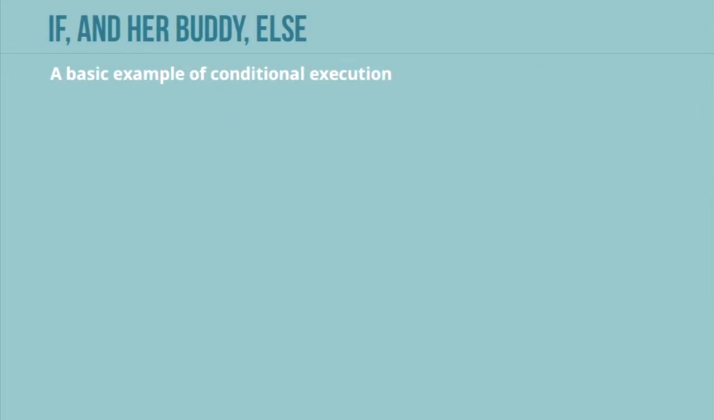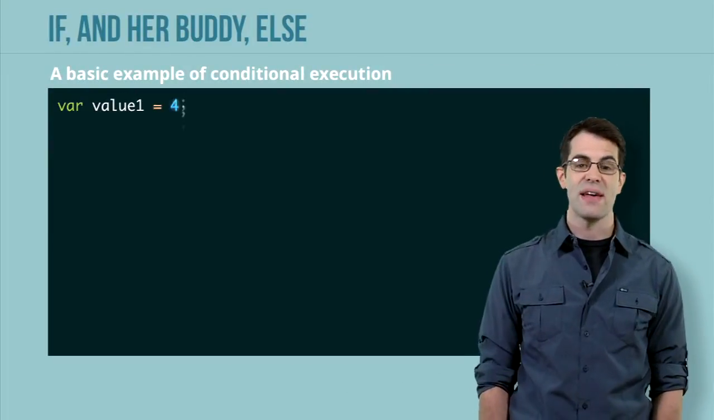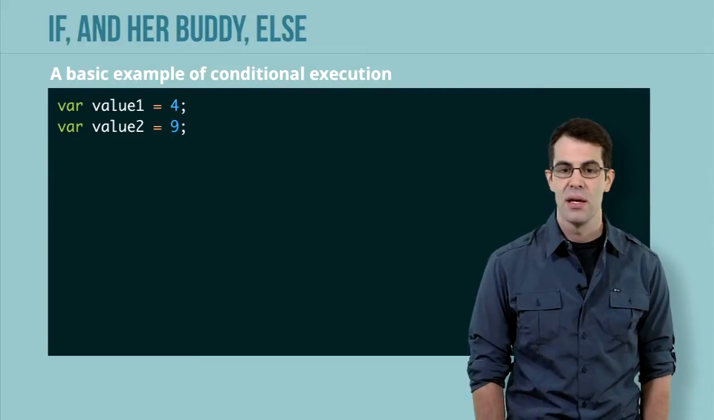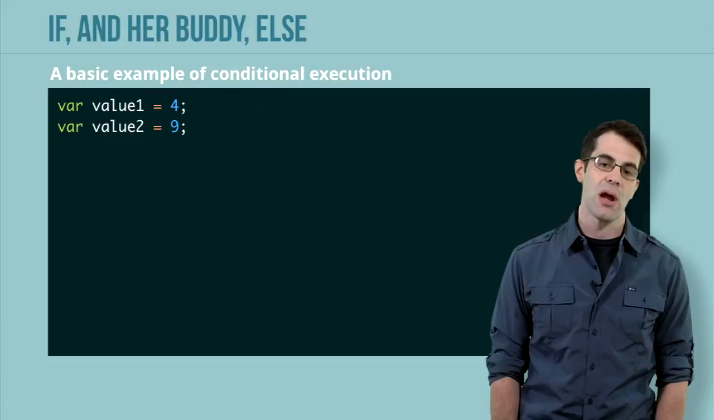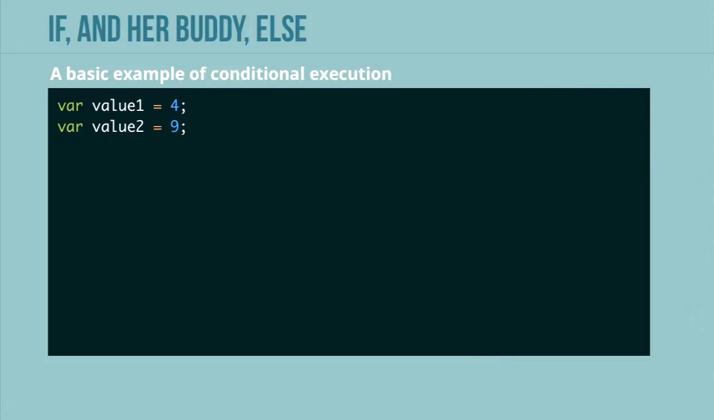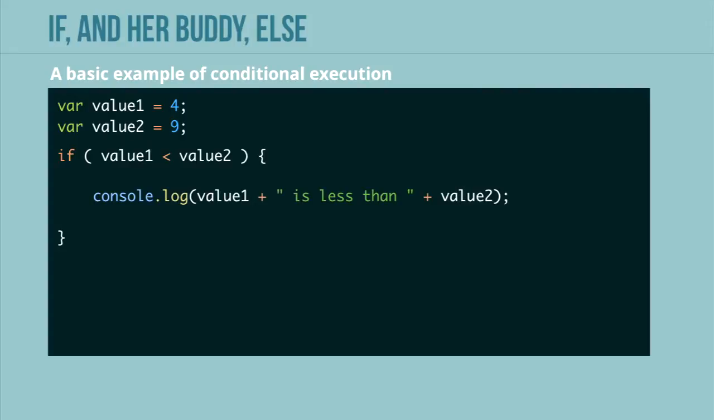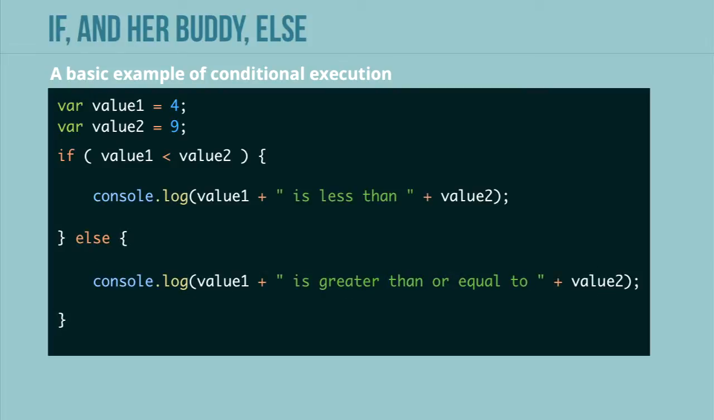Here's a basic example of conditional execution. Say we had 2 values, value 1 and value 2, and we've set them to 4 and 9. Let's use some conditional statements to compare and print out whether one is greater than the other. Here we can see that if we do a comparison of if the value 1 is less than the value 2, we print out that that is true. Value 1 is less than value 2. Else, or otherwise, meaning if value 1 is not less than value 2, we would print out that value 1 must be greater than or equal to value 2. That's because we don't strictly know whether value 1 is greater than, because it might be equal to.